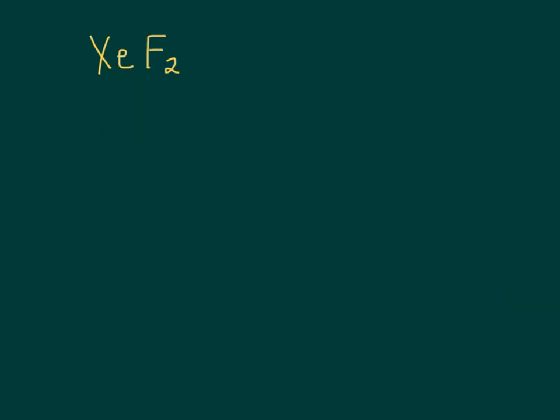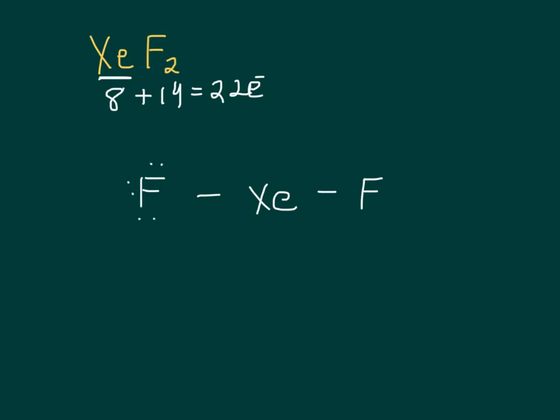XeF2, now this is the first time we've seen a covalent bond with a noble gas. Noble gases can form bonds, so don't be too surprised when you see one. There, 8 plus 14 is 22 electrons. So xenon's in the middle, right, the less electronegative element. Give everybody 8. And if you count, you've got 20 electrons.